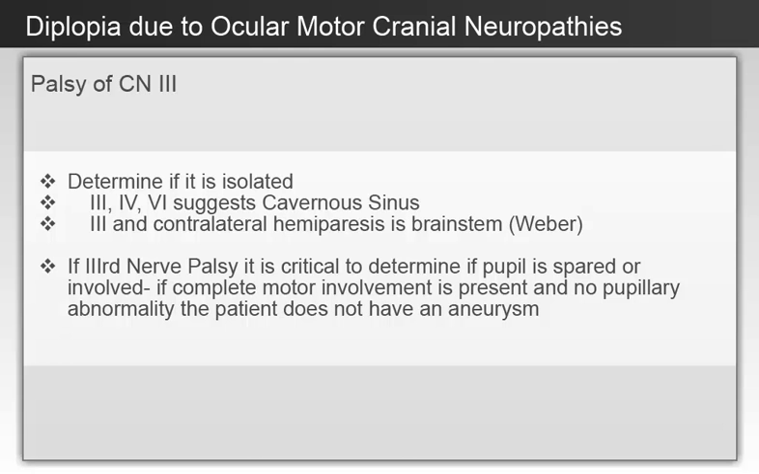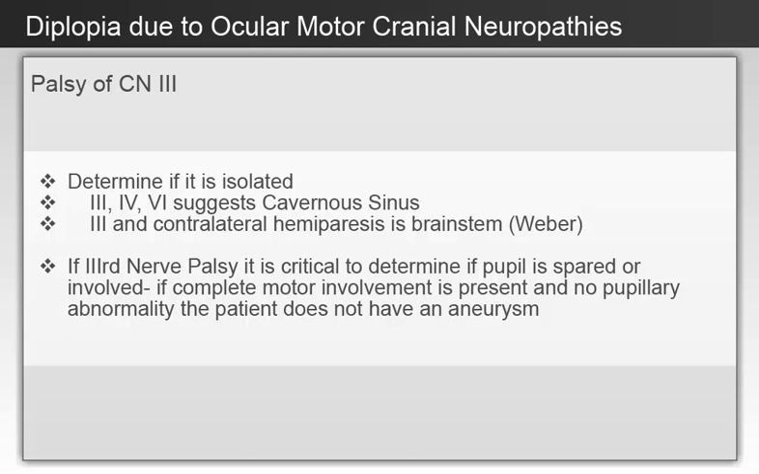When you see this, the important thing is to determine whether it could be an isolated third nerve lesion, because if it happens in conjunction with other cranial nerves such as 3, 4, and 6, that would suggest that the localization of the problem is more in the cavernous sinus. And if there is a third nerve palsy on one side and a contralateral hemiparesis, that would be indicative of a brainstem lesion that's referred to as Weber syndrome.